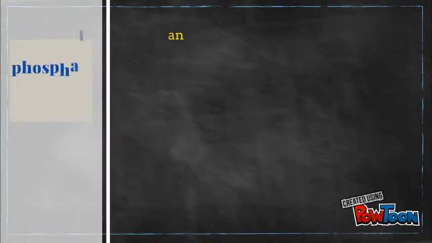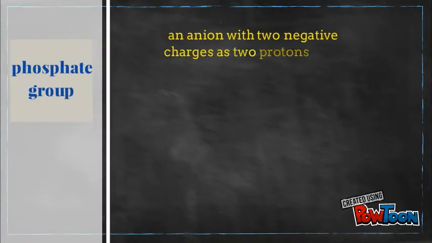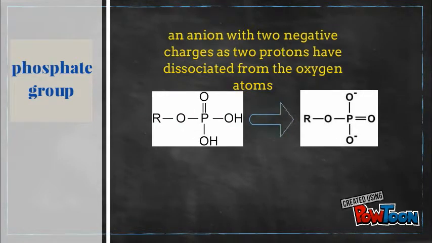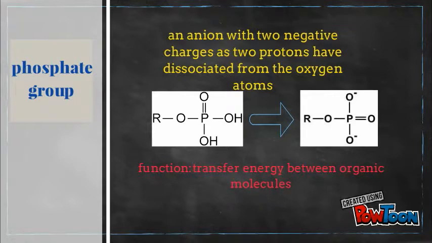A phosphate group is an anion with 2 negative charges, as 2 protons have dissociated from the oxygen atoms. One function of phosphate groups is to transfer energy between organic molecules. An organic compound with a phosphate group is called an organic phosphate.